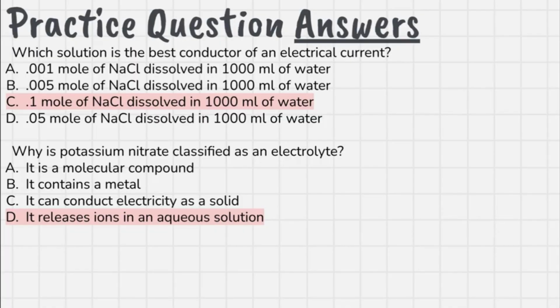Why is potassium nitrate classified as an electrolyte? Potassium nitrate is classified as an electrolyte because it releases ions in an aqueous solution. This is just a simple definition of an electrolyte, so it's just something you have to remember.